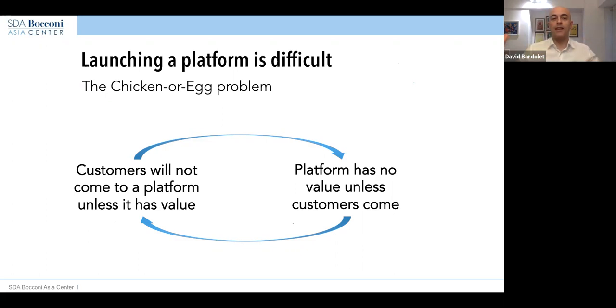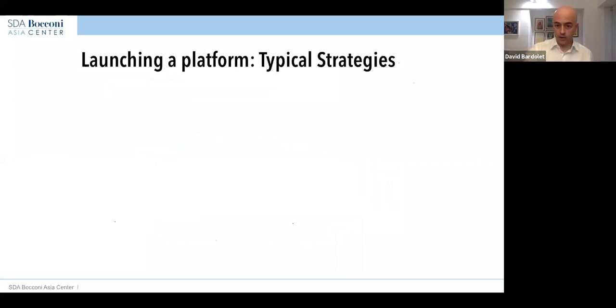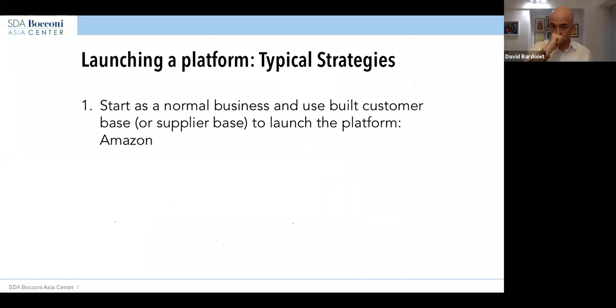So you see the problem of getting started is that the platform at the beginning is not very attractive to anybody. And you need at least one side to be big to draw the other side in. So that's the big problem of launching one of these businesses. And there are different ways of doing it. Amazon is a typical way of launching a platform.